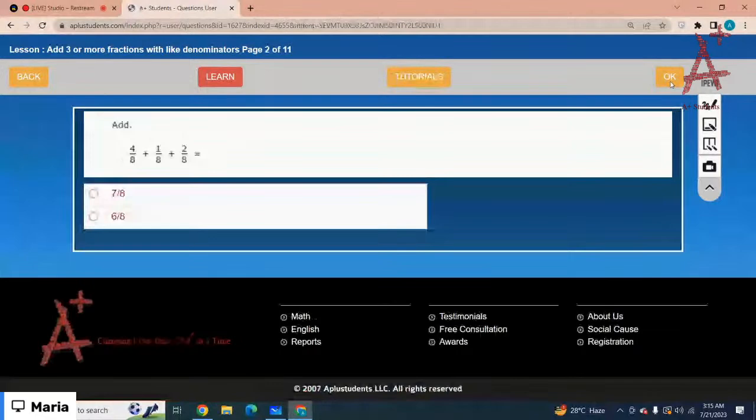Okay, the next one is 4 by 8 plus 1 by 8 plus 2 by 8. The correct option. So it is 7 over 8. Just add the numerators, 4 and 1, 5, and 2, 7. So the correct option is 7 over 8.